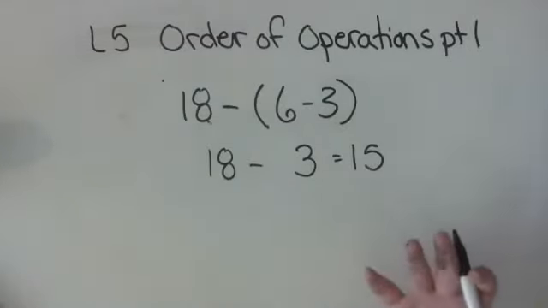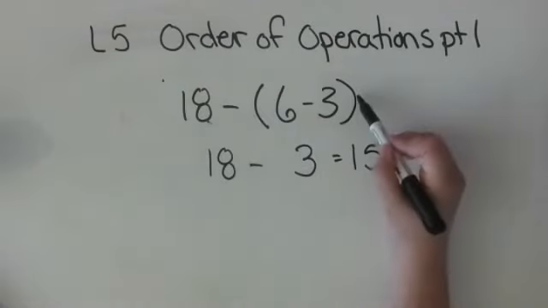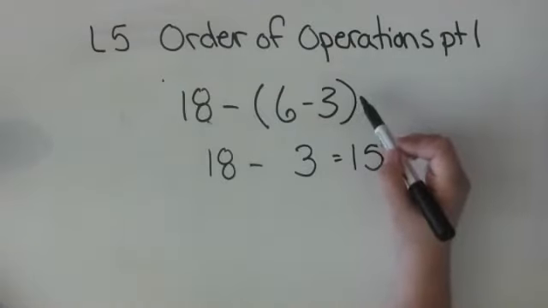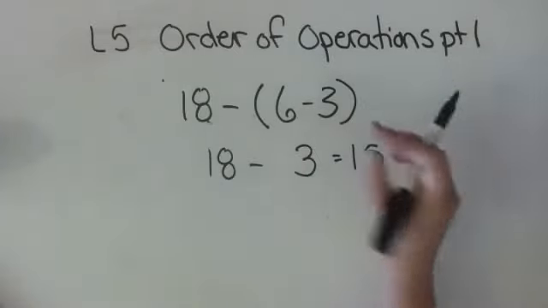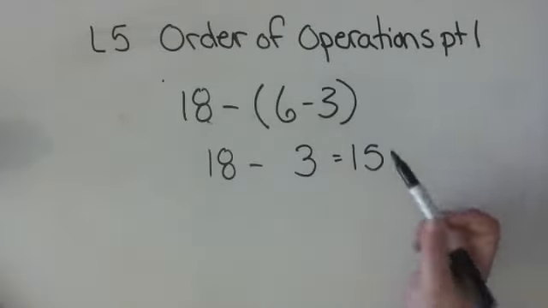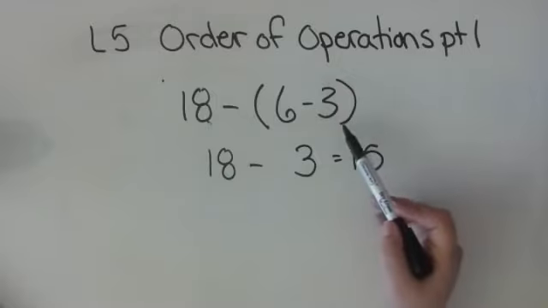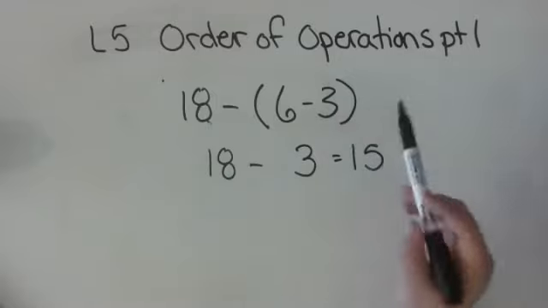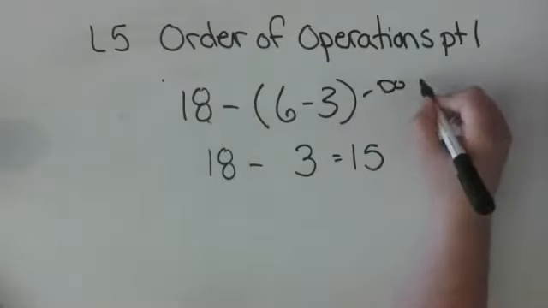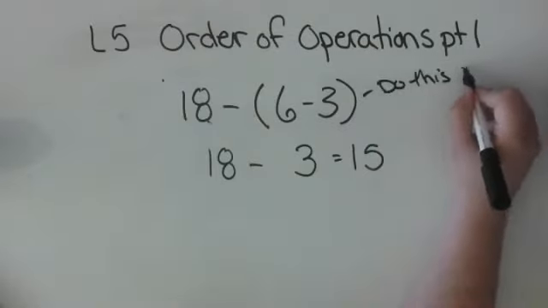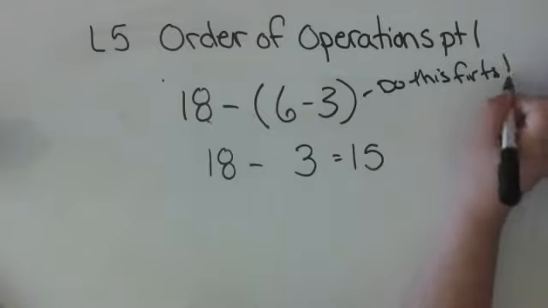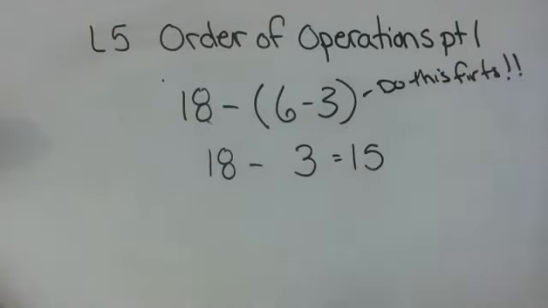As you can see, we've gotten two very different answers. These parentheses make a difference. When we didn't have them, we had 9. When we do have them, we have 15. So you need to pay attention that if there is a parentheses in the question, you must do this first. Do me first, do me first. That's what the parentheses always say.